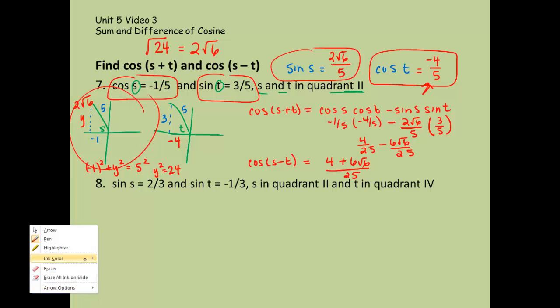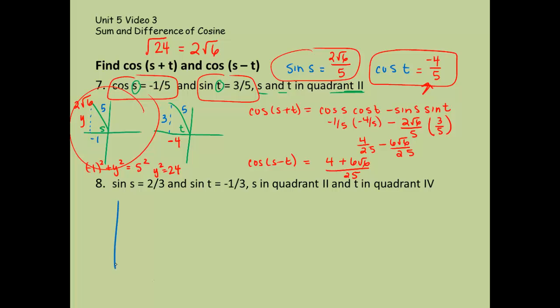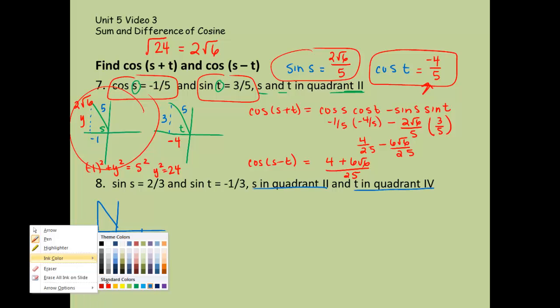I've used a lot of red. I'm going to change colors. Alright, so I'm going to draw my triangles again, but this time it tells me that S is in quadrant 2 and that T is in quadrant 4. So here's my triangle in quadrant 2, and I'm going to draw quadrant 4 over here. I'm only going to use one axis because they're not in the same quadrant. And let's get some labels going here.